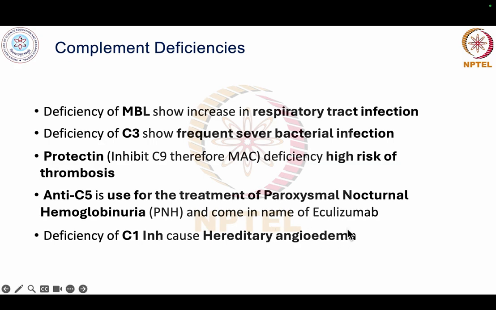Also, deficiency of mannose binding lectin shows increase in respiratory tract infection. Deficiency of C3 shows frequent severe bacterial infection. Protectin deficiency can be a high risk of thrombosis. Anti-C5 is used for the treatment of paroxysmal nocturnal hemoglobinuria, that's a big name, and comes under the name of eculizumab. Deficiency of C1 causes hereditary angioedema.